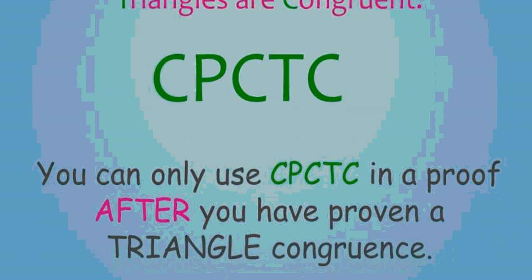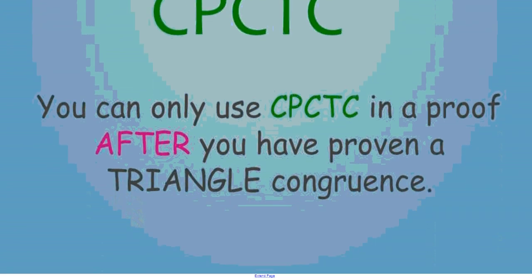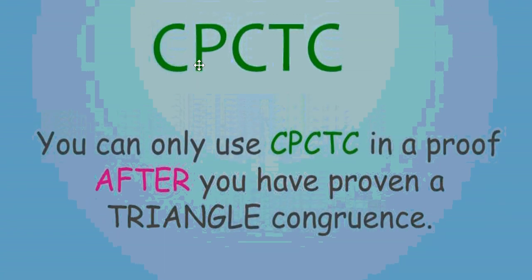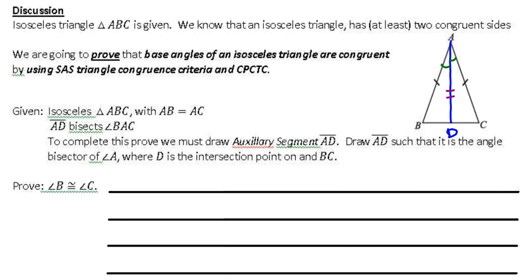You can only use CPCTC in a proof after you have proven the triangles congruent, because it stands for corresponding parts of congruent triangles. If you don't have congruent triangles, then you don't have corresponding parts of congruent triangles. So you need to prove the triangles are congruent first, then you can use this. So let's practice. And as we're doing it, maybe we can talk about some special things about an isosceles triangle.